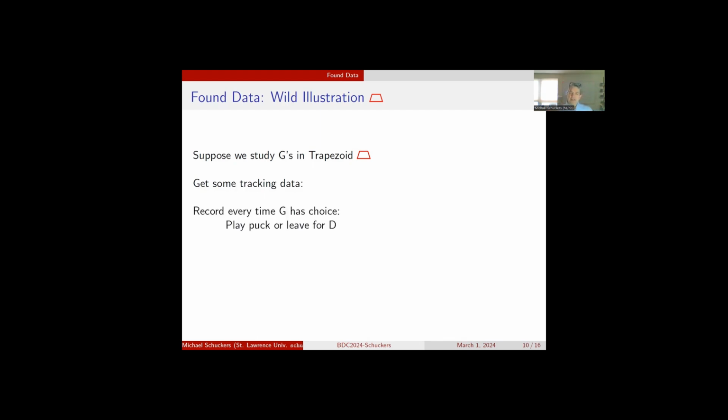Every time the goalie is in the trapezoid, they have a choice. They can play the puck or they can leave it for the D, right? And so, you know, the question is, if I pick an outcome, right, as to whether a zone entry was successful based upon that goalie choice, right, I can get some measure of the decision-making for a goalie, okay? And so, yeah, play the puck in the trapezoid. Does that lead to a higher zone entry percentage?